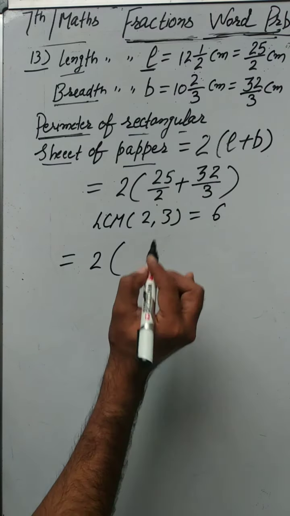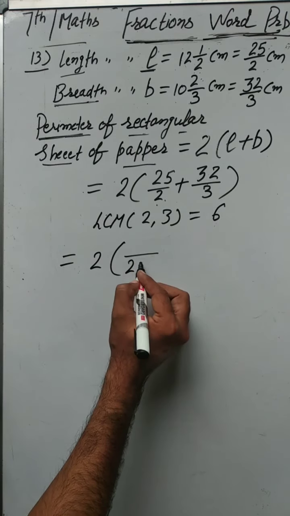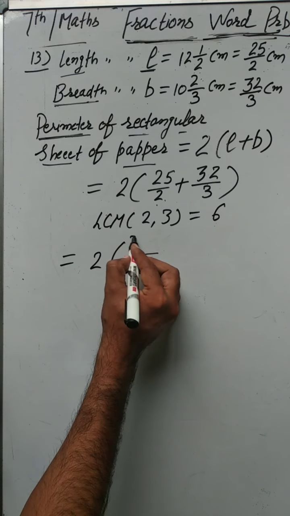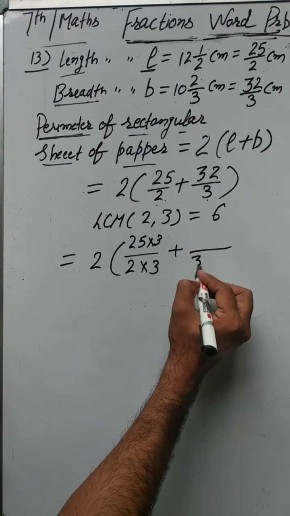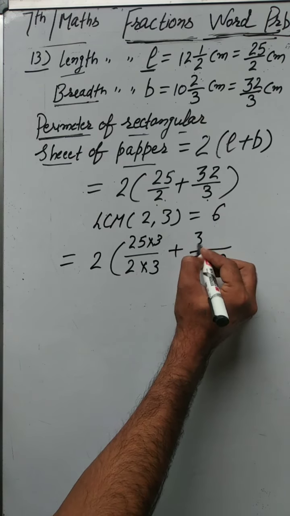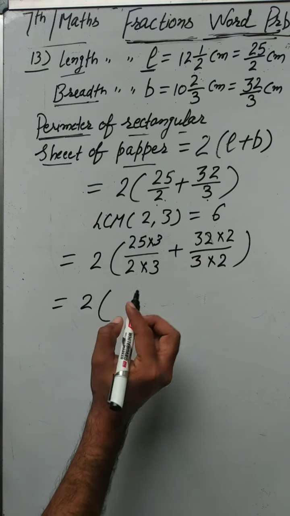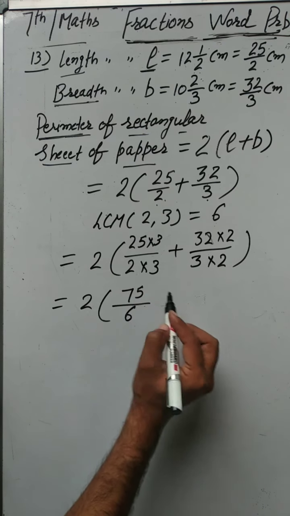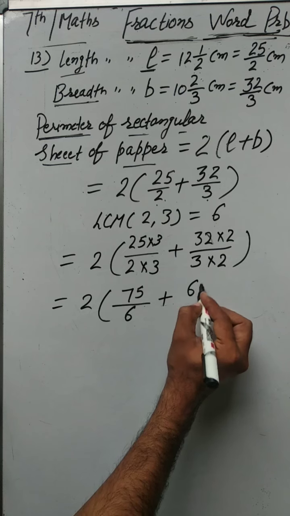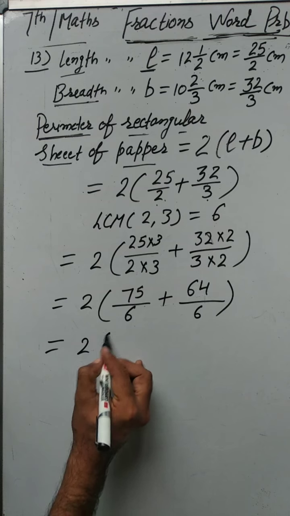Now convert the denominator of every fraction into 6 as in the previous question. How to convert 2 into 6? 2 multiply by 3. Similarly 25 multiply with 3, and 3 changes into 6. 3 multiply by 2. Similarly 32 multiply by 2. Okay beta? And it becomes 25 3s are 75. It becomes 75 upon 6 and 32 into 2 is 64. 3 into 2 is 6. Now beta, the denominators are equal.